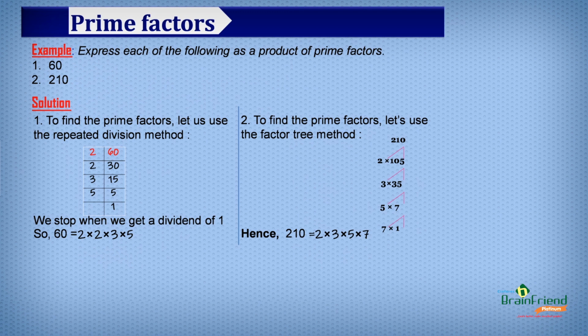Here are some examples. The instruction says, express each of the following as a product of prime factors. We have 60 and 210. Now to find the prime factors, for the first number 60, we use the repeated division method. We draw our table just like we have here. When we draw our table, we divide the number 60 by 2. 60 divided by 2 gives us 30. 30 divided by 2 gives us 15.